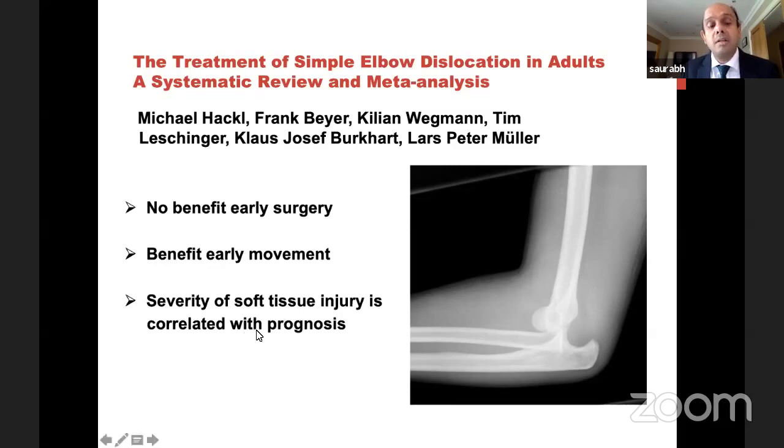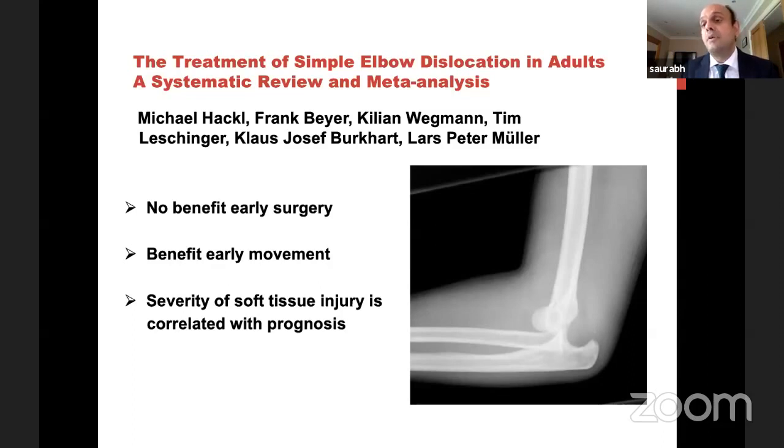And then this point is important. Severity of soft tissue injury equals your prognosis. What they're trying to say here in this paper is 2 out of 100 elbows will sublux or dislocate. So a patient has come to A&E, you've given a plaster. When a patient comes to you day 7, day 8, you will notice in 2 out of 100 elbows, the elbow has subluxed or dislocated in the plaster.